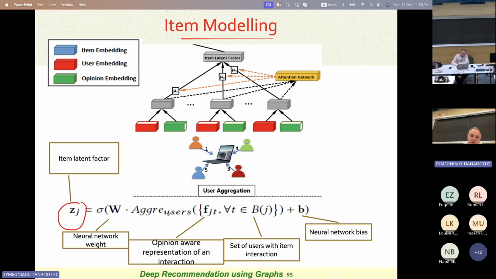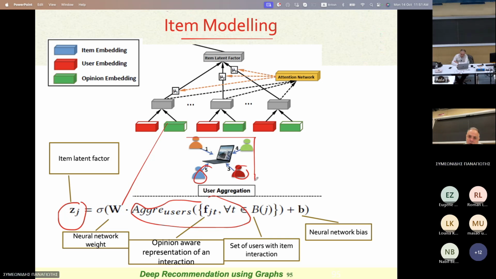And here you have again the weighted matrix, the weights of the links in essence, and you have to aggregate over the users the opinions of the users over this item, as it is shown here. So you aggregate the users' ratings for this specific item. And this is the equation, again in this graph convolution network.